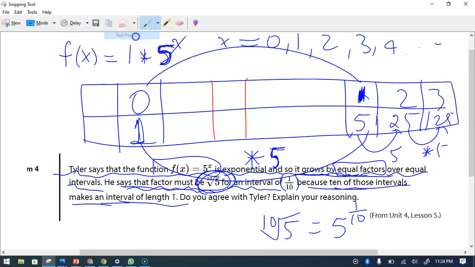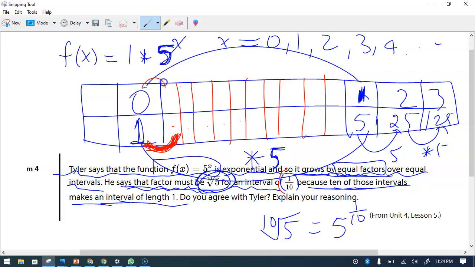So let me split this into 3. Okay. So 1, 2, 3, 4, 5, and then again I split this into 5 more. Okay. So he's saying this factor will be for, so he's saying for 1/10 of it.